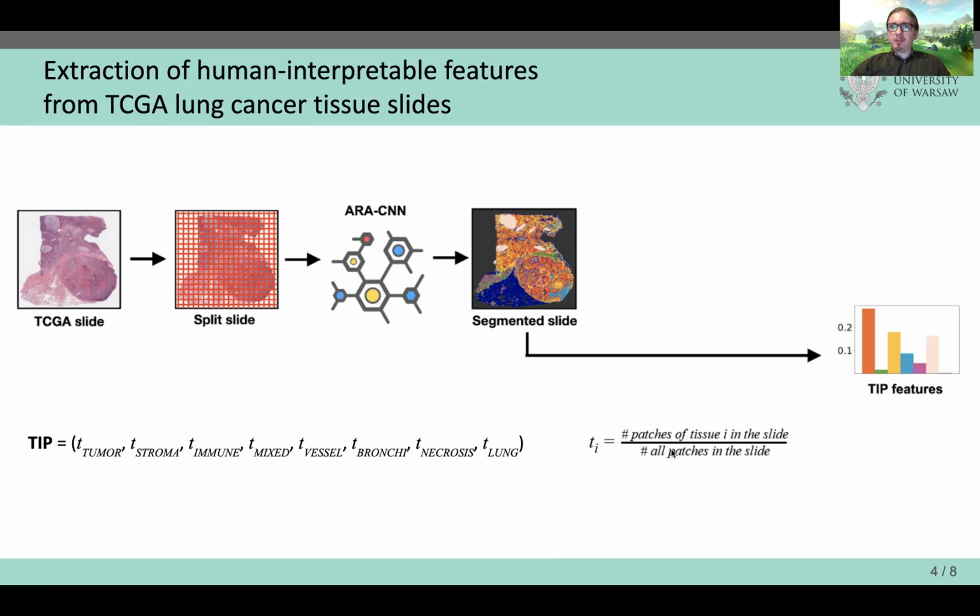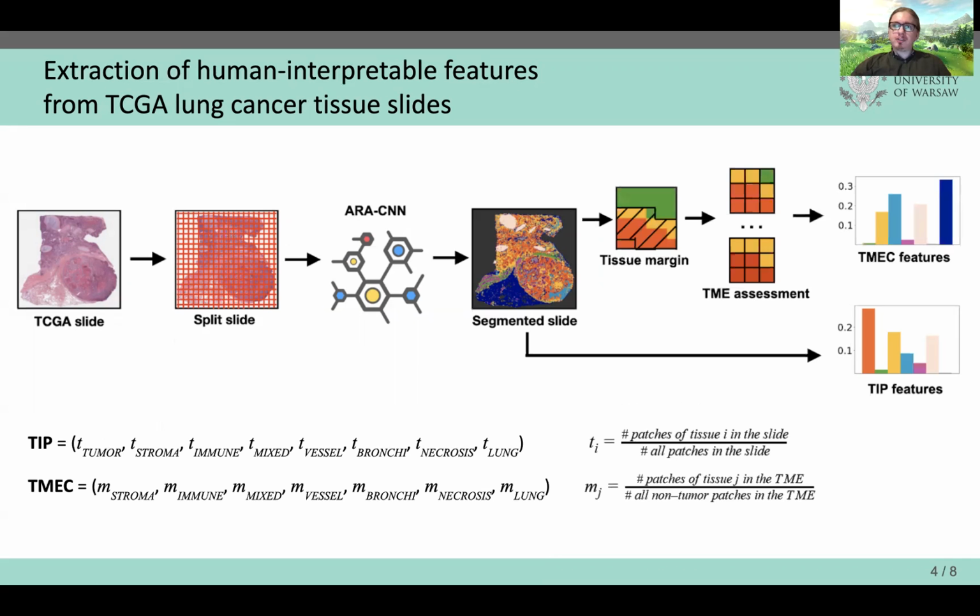The second of our features is TMEC, which stands for tumor microenvironment composition. Similarly to TIP, it's also a vector of proportions, but this time each component is the number of patches of a given tissue located specifically in the tumor microenvironment, divided by the number of all non-tumor patches in the tumor microenvironment. The TME is defined as a margin around areas where tumor tissue neighbors other tissues.